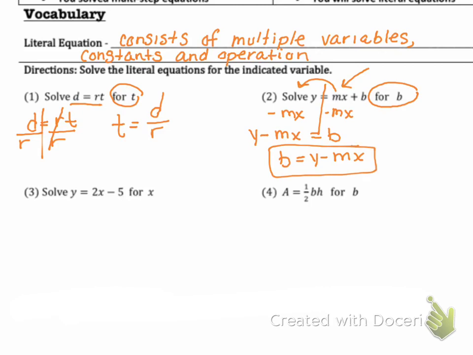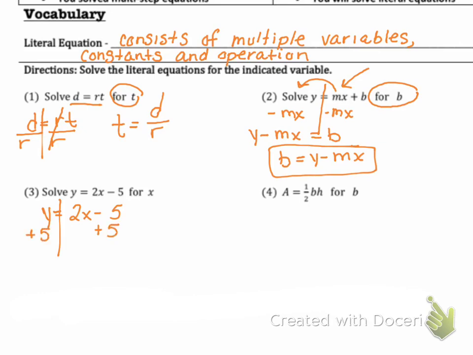Then in number 3, my goal is to solve for x, and now we're including some numbers. So I'm going to write y equals 2x minus 5. Drawing my balance line down the middle, the things around the x are the minus 5 and the 2. Just as when I was solving for x in my last couple of videos, I would add 5 first to both sides.